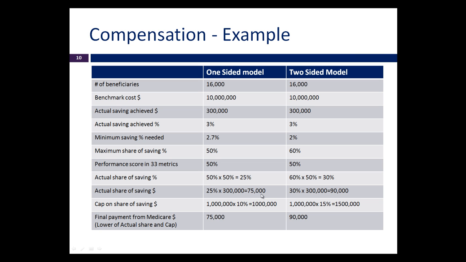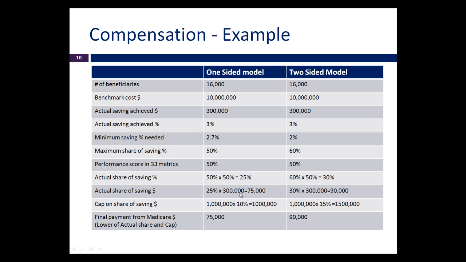$75,000. Turning our attention to the two-sided participant, again, we need to calculate how much of the savings it's actually entitled to. In order to do that, you multiply 60%, being the maximum share possible, by 50%, which is the ACO's score in the performance metrics. We arrive at 30%. 60% into 50% is equal to 30%. In other words, of the $300,000 that the ACO saved, it will be entitled to 30%, which comes out to be $90,000.